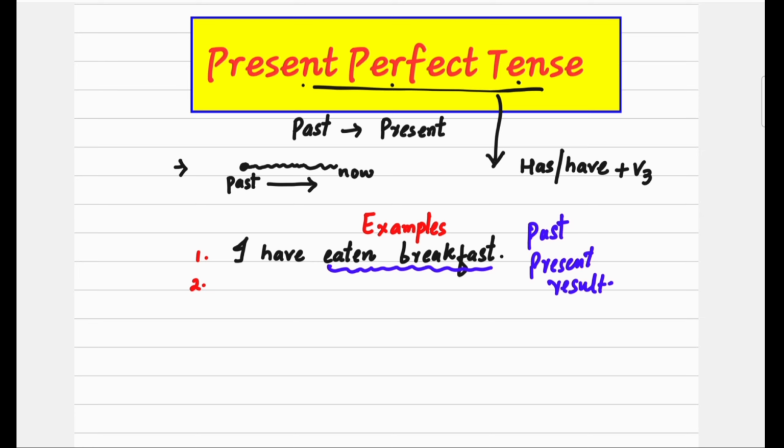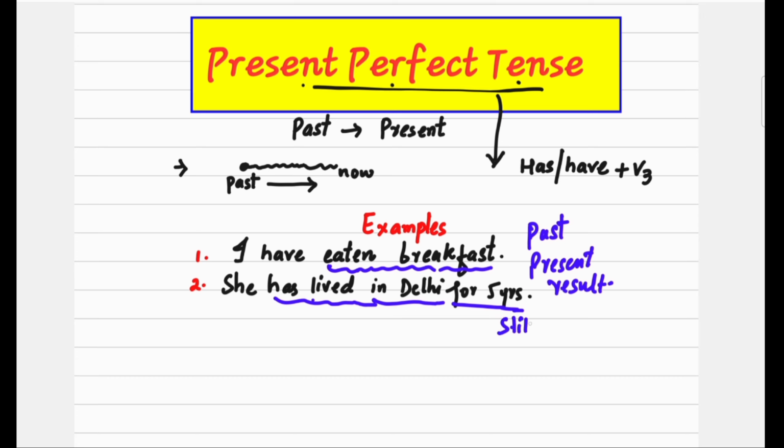Next example we have, she has lived in Delhi 5 years. She started living in Delhi 5 years ago and still lives there. Right?